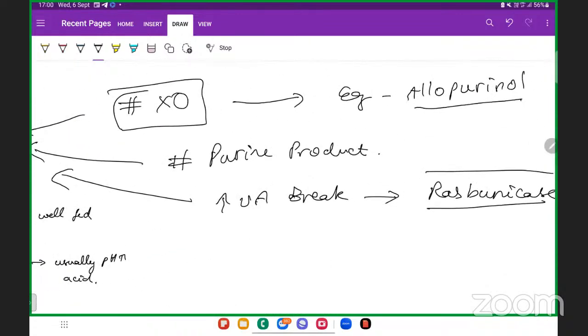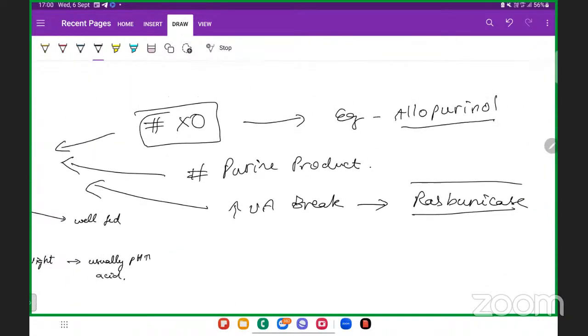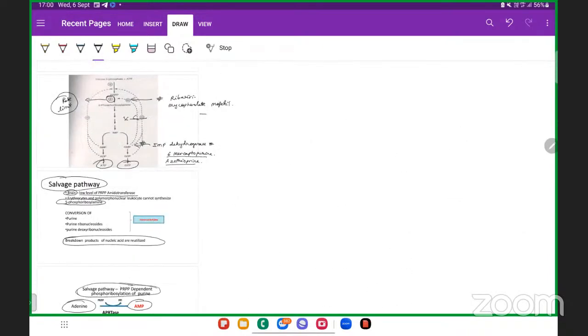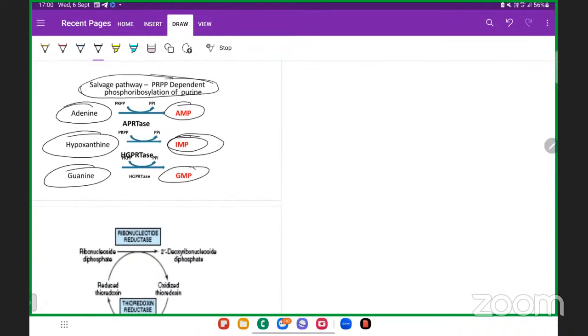Increasing the uric acid breakdown, we discussed rasburicase. And what is the inhibitor of your xanthine oxidase? We have allopurinol. So we discussed three important things. Now I will discuss a very important part again. The next important part is something we already discussed here. Can you just go back to this important concept?